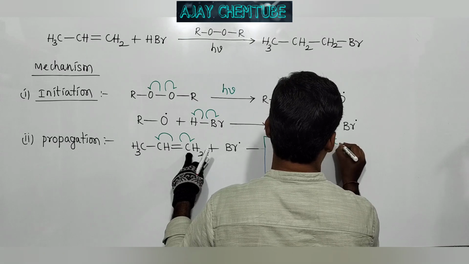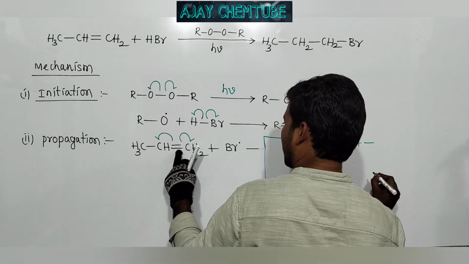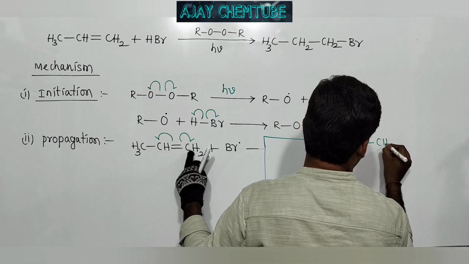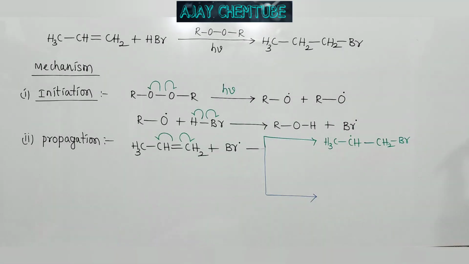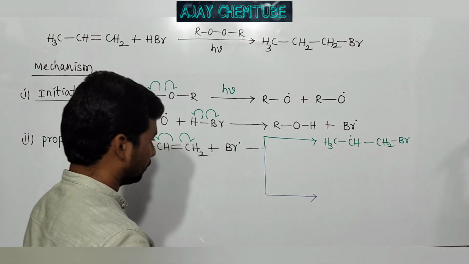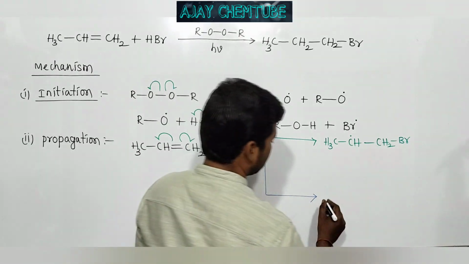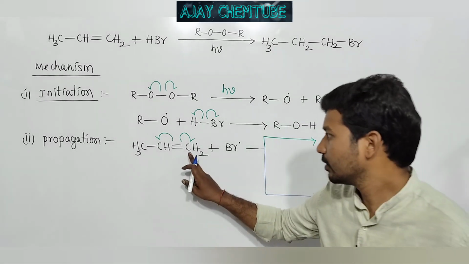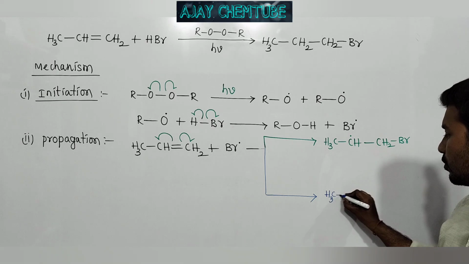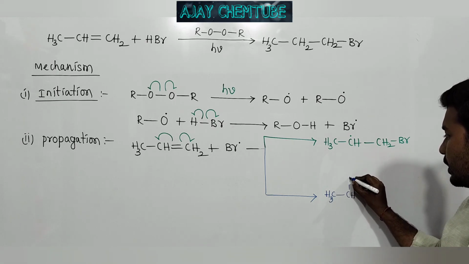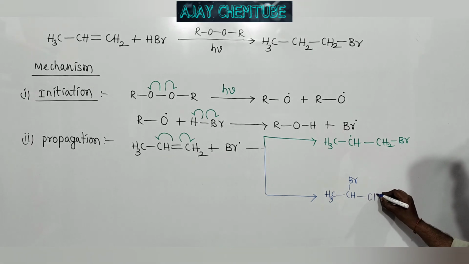CH3 and CH here free radical. This double bond becomes single bond. Here bromine is added. Okay, that is one possibility. If bromine added here, then CH3 CH, here bromine is added, double bond becomes single bond, and this becomes free radical.